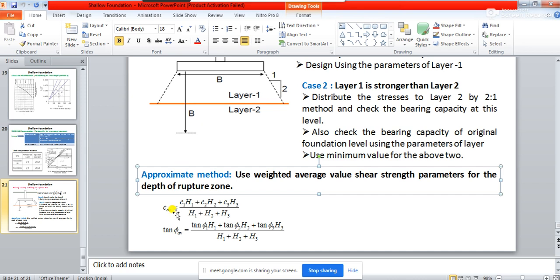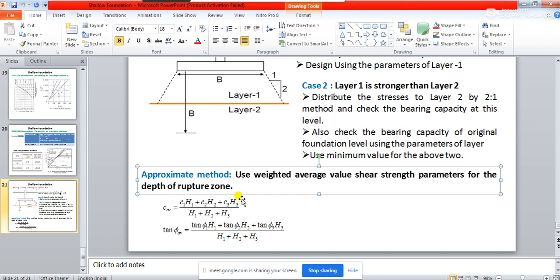So how do you calculate weighted average? You find out the depth of each layer. Let's say the first layer has depth h1 and the second layer has depth h2. Once you know the depths, you can calculate the average value of cohesion and the average value of angle of internal friction. The average cohesion will be given as C1 H1 plus C2 H2, and if you have multiple layers, then C3 H3, C4 H4, C5 H5, divided by H1 plus H2 plus H3. This is nothing but weighted average.